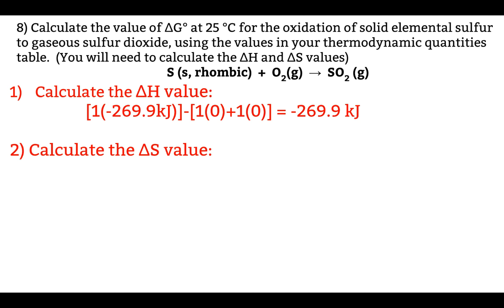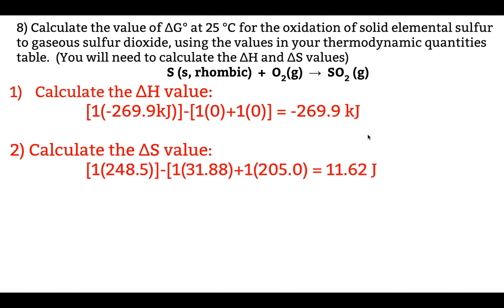Next, we're going to calculate the delta S value, just like number 7, products minus reactants. For entropy, everything has an entropy value. So we're going to take our products minus our 2 reactants, and our value is 11.62 joules. So that is an increase in entropy, a really small increase, but it's an increase, which again is favorable. So my assumption is if I have a favorable change in enthalpy and a favorable change in entropy, this is going to be a spontaneous reaction. So we'll check that at the end.